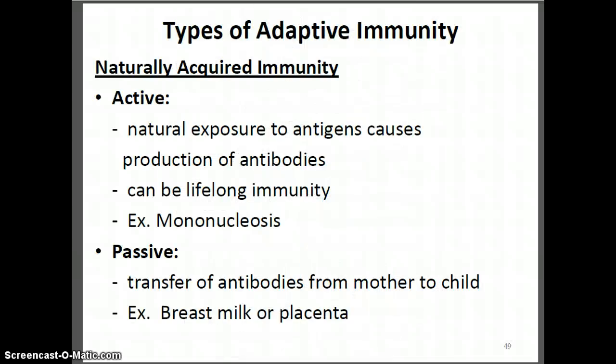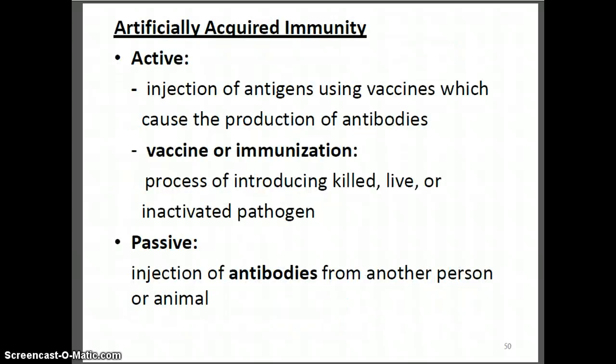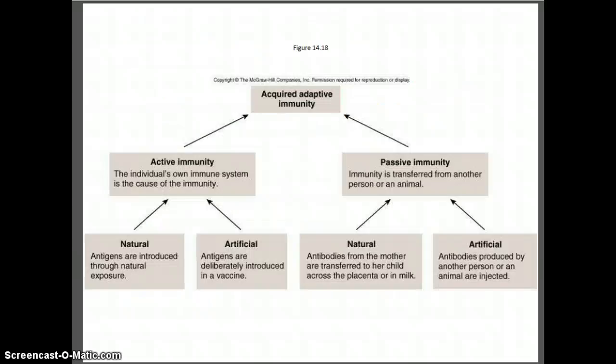All right, types of adaptive immunity can be active, which involves natural exposure to the antigens and produces the production of antibodies. Or passive, we can transfer antibodies from mother to child, such as in breast milk or from the placenta. Or artificially acquired immunity, active would be an injection of antigens, and this process introduces killed, live, inactivated, or attenuated pathogens. Or passive is the injection of antibodies from another person or animal. And here is a summary of those processes.